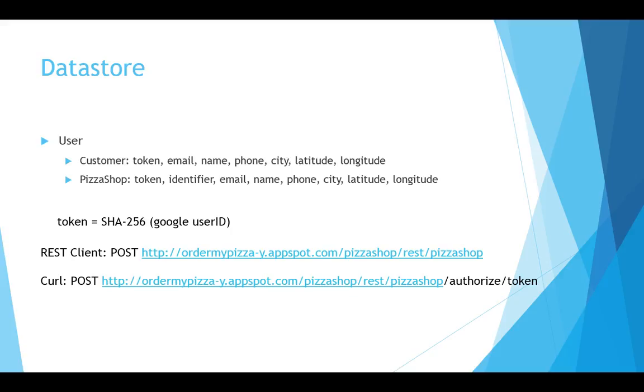The other properties for the user are email, name, phone, city, latitude, and longitude. And the pizza shop has one more attribute than the customer, which is identifier. This identifier is also a unique key for the pizza shop, but this identifier is exposed to others, so others can use this identifier to identify this pizza shop.